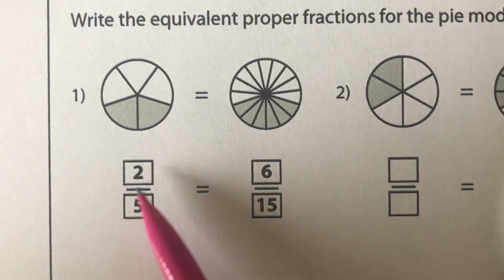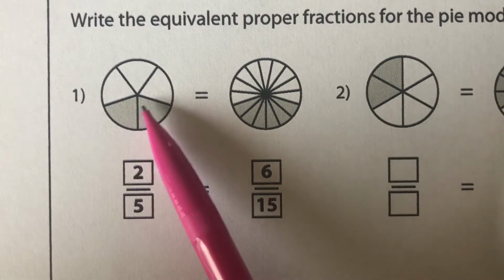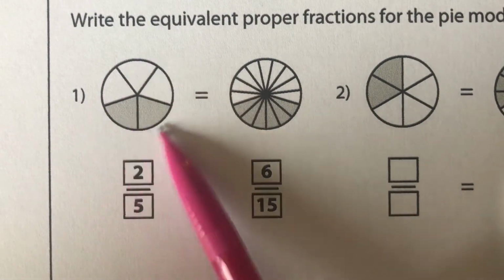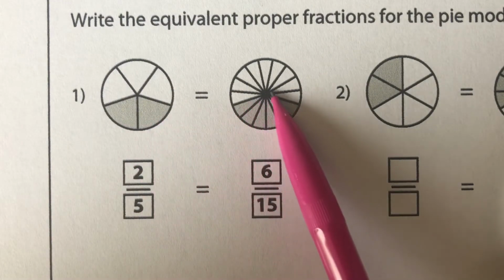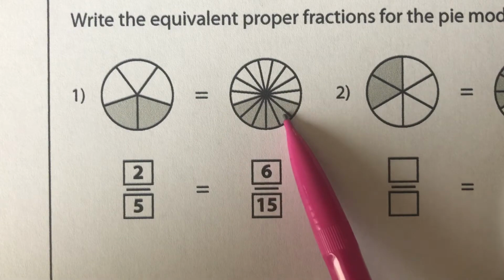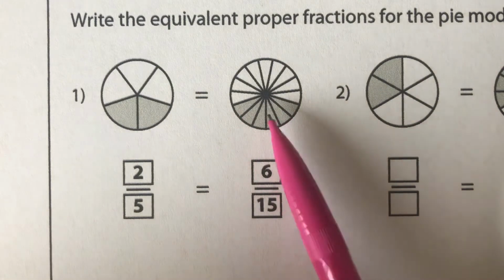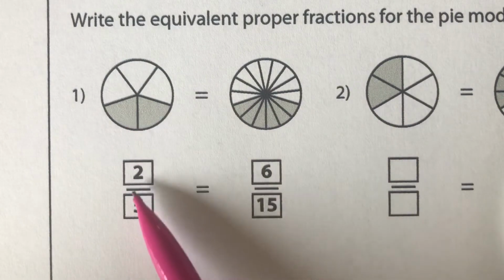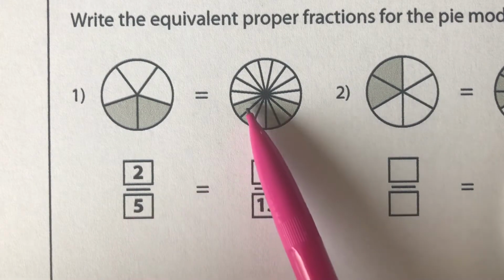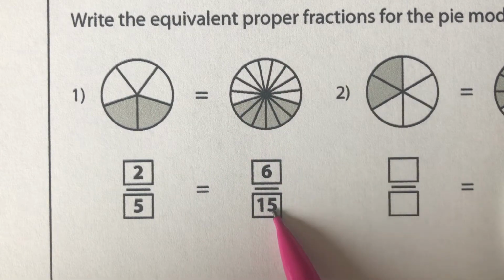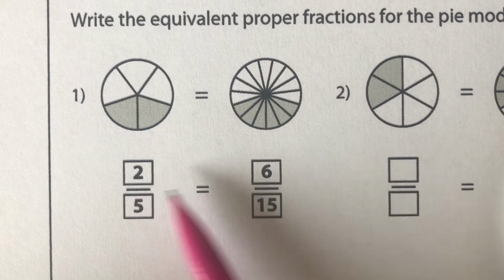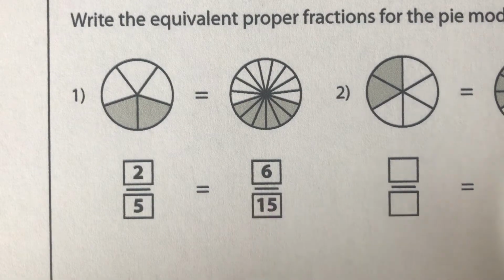So if we look at number 1, here in the circle, 2 parts are shaded. Over here, that same portion is shaded. However, we have a lot more parts to it. So here 2 is shaded out of a total of 5 parts. Here we see that 6 are shaded out of a total of 15 parts. So these 2 fractions are equal to each other, or proportional.